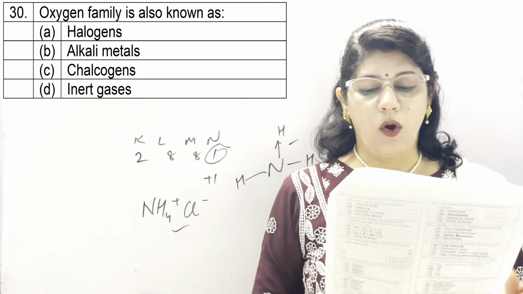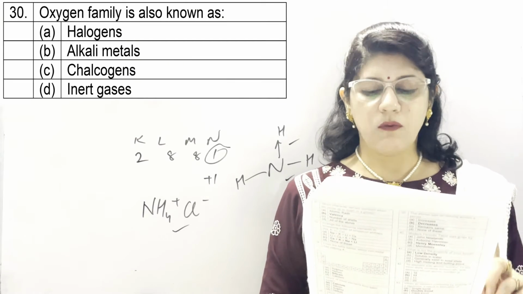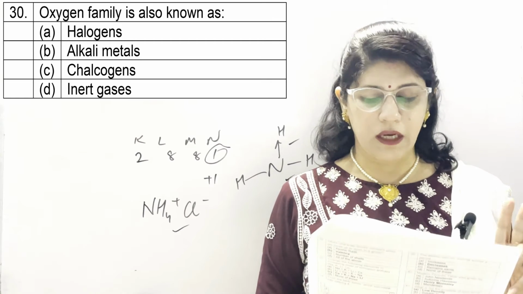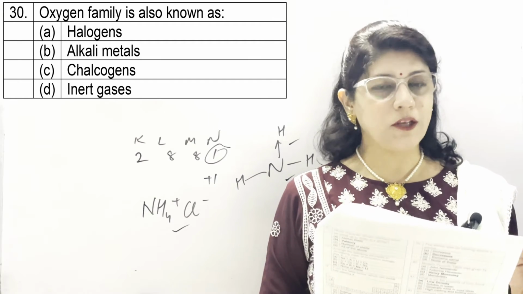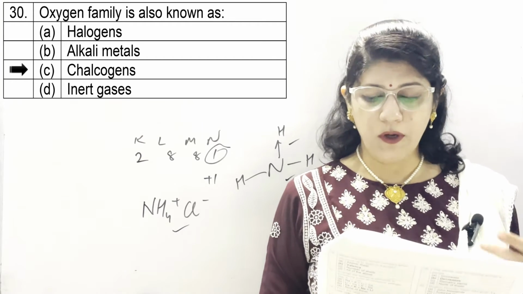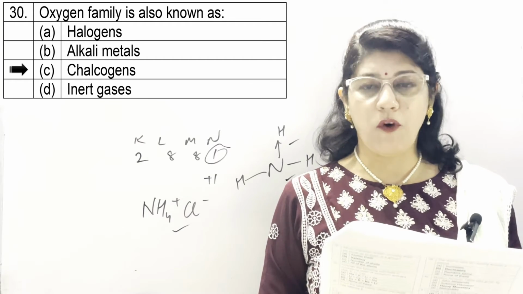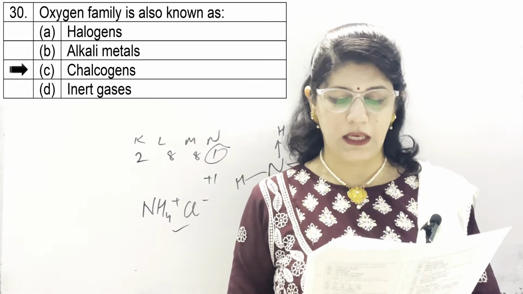Question number 30. Oxygen family is also known as, option 1 is halogens, B is alkali metals, C is chalcogens, and D is inert gases. So correct option is C, it means chalcogens, because most of the copper ores have copper in the form of oxides and sulfides in them. So correct option is C.